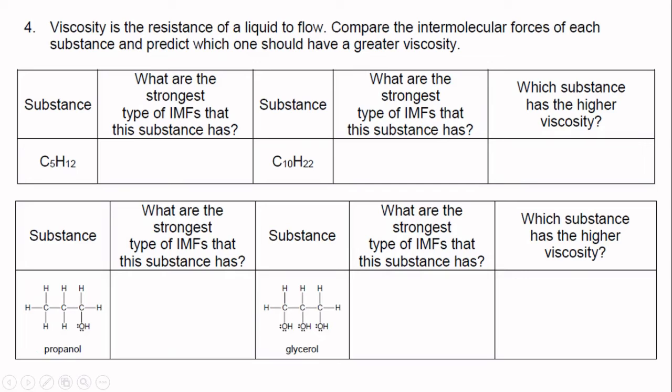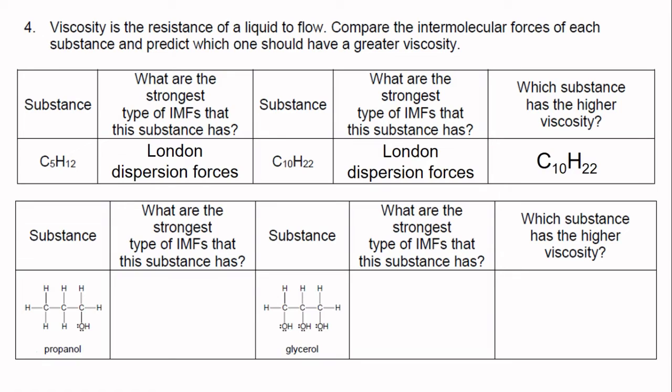In number 4, viscosity is the resistance of a liquid to flow. Compare the intermolecular forces of each substance and predict which one should have a greater viscosity. Again, we're looking for the stronger intermolecular attractive forces. Remember that hydrocarbons are considered as non-polar molecules. So both C5H12 and C10H22 are non-polar hydrocarbons. So they would only experience London dispersion forces, and as I've said, the strength of the London dispersion forces increases with the size of the electron cloud.